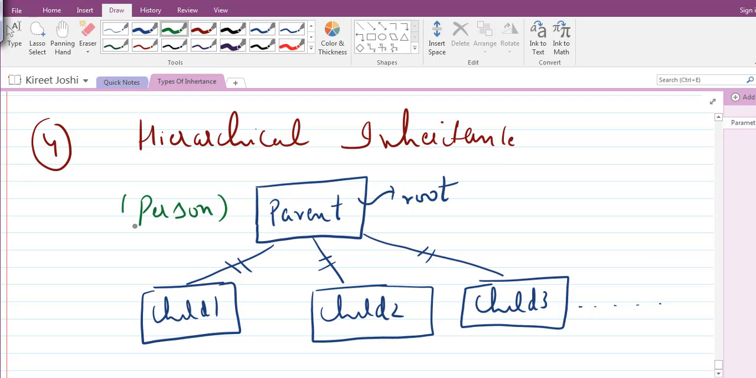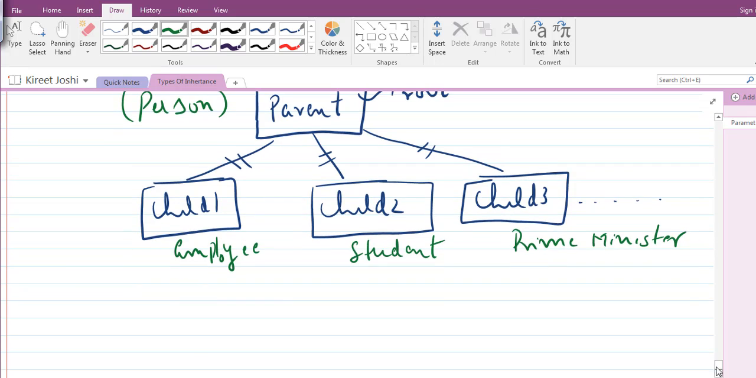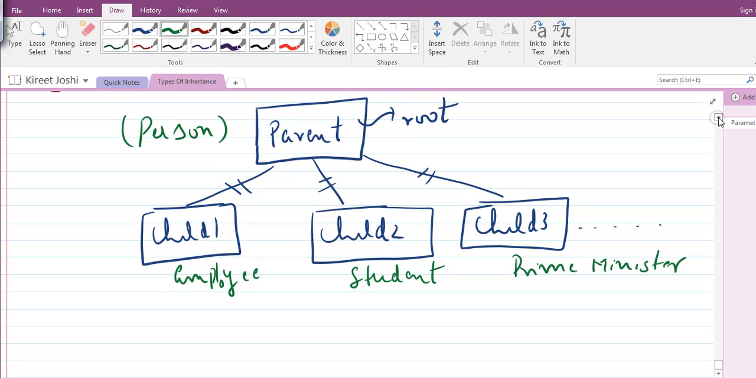This is a person class, and from this person the first child class is, for example, employee. An employee is also a person. Child 2 is, for example, student. A student is also a person. Child 3, you can take any example, like prime minister. A prime minister is also a person, and so on. You just correlate this type of thing with certain examples.